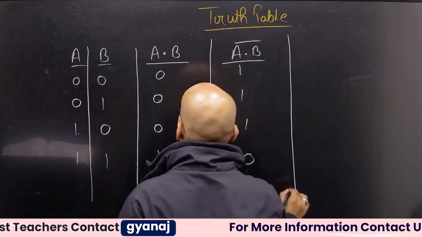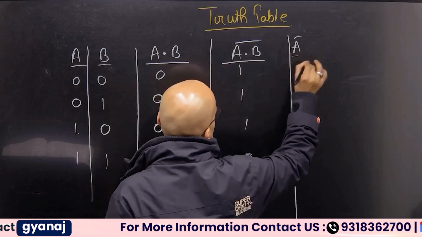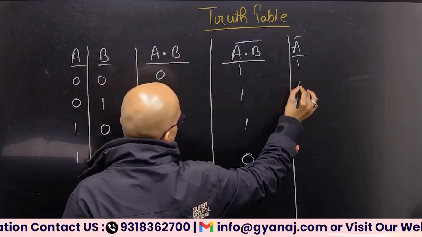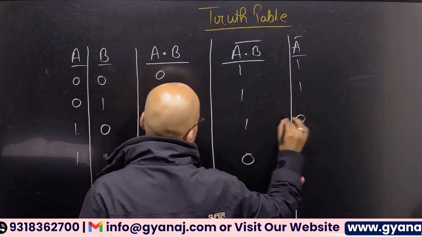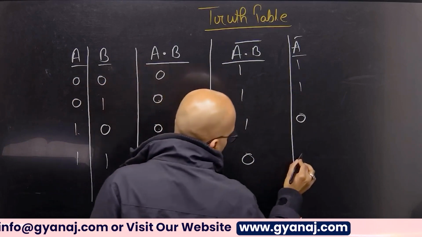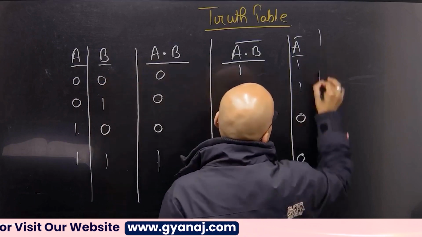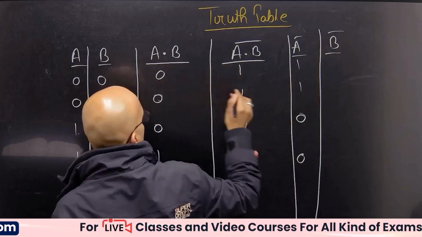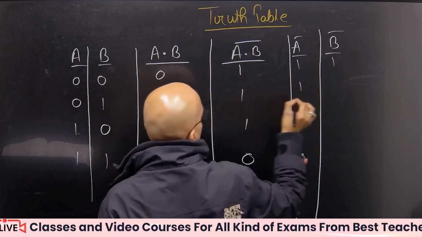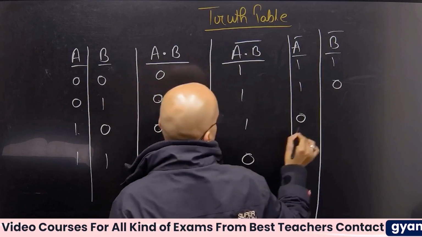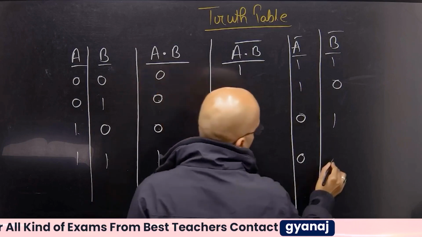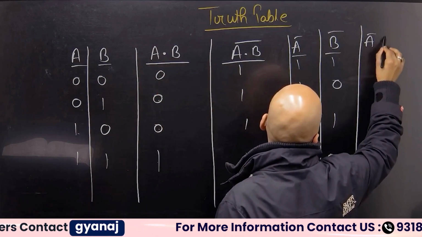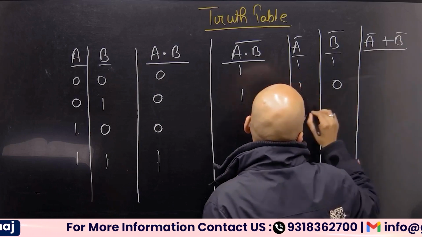Now see, A complement. Complement of 0 is 1, complement of 0 is 1, complement of 1 is 0, and again complement of 1 is 0. That's what A complement is. Now draw for B complement. Complement of 0 is 1, complement of 1 is 0, complement of 0 is again 1, and complement of 1 is 0. Now do the OR operation between them, A complement or B complement.